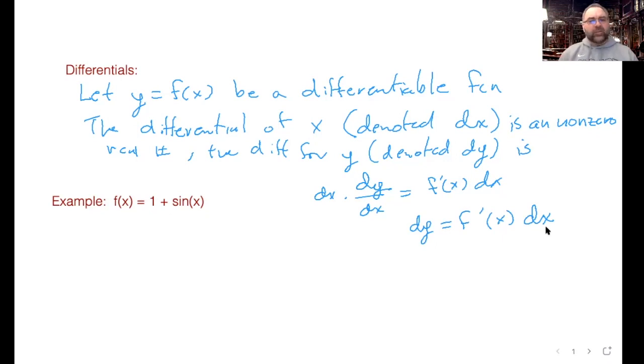So let's start off with my example here. I have f of x is 1 plus sine of x. And so what I'd like to do is just say, well, what is my differential going to look like here? And what I want you to see is that if I find the tangent line equation for this function, let's find the tangent line at the point (0, 1).